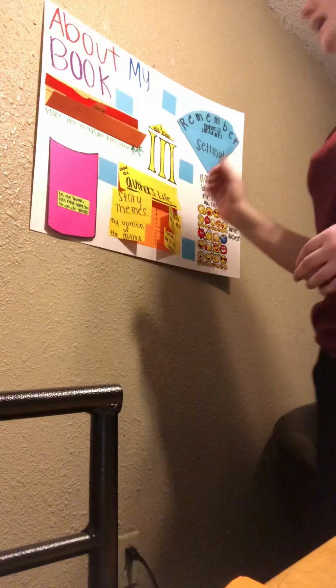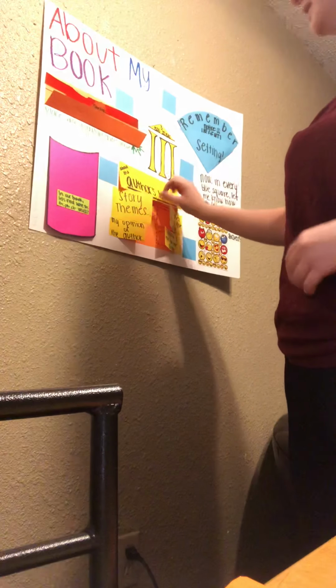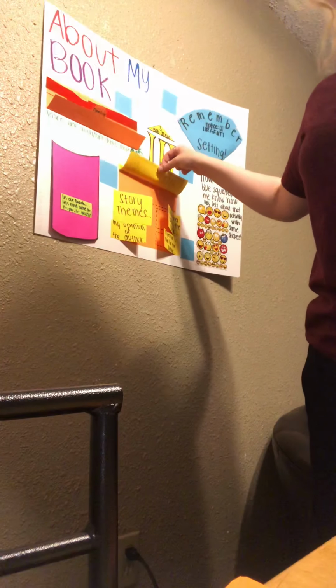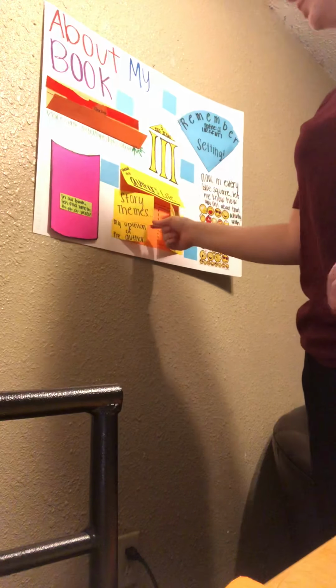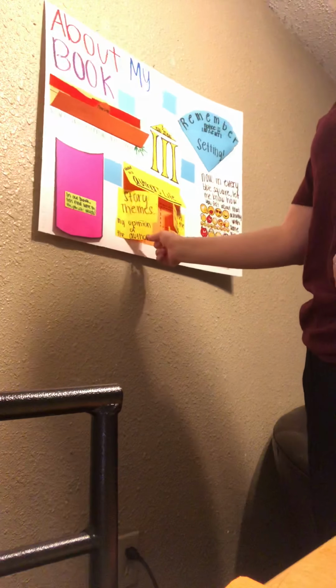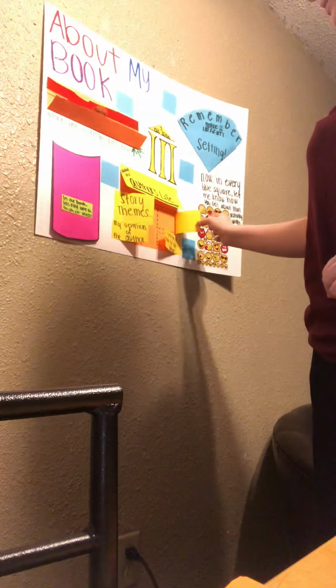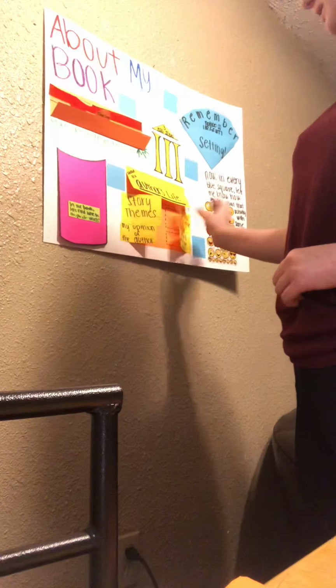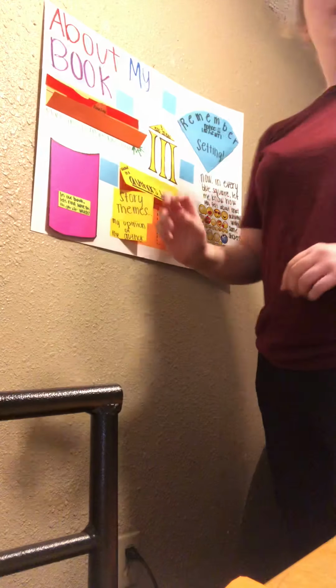Next, I had an activity that would deal with their text. This would be about the author's life. They would lift this and write about their author's life and do some research on their author. Story themes, my opinion of the author, a few books by the author, and 1 question I have for the author. And they would write these under these little tabs.